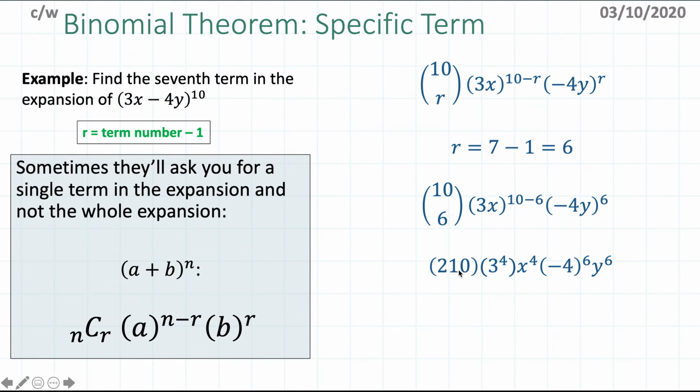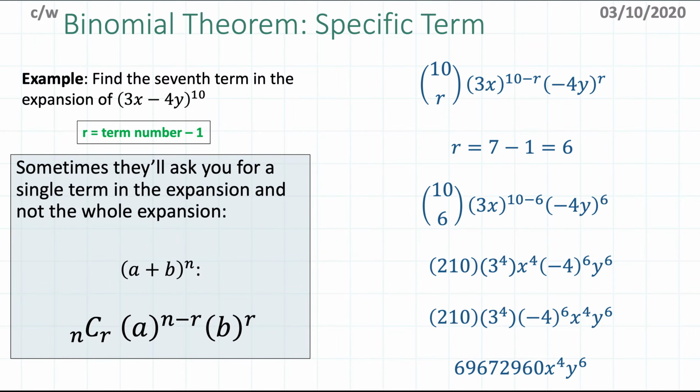Simplifying this, 10 choose 6 will give us 210. This will simplify to 3 to the power of 4 and x to the power of 4. Remember, you have to spread the power. And again, spread the power here: negative 4 to the power of 6 and y to the power of 6. I'm going to collect the coefficients together, take the numbers together and simplify again, and that's going to give me this big number. Notice how it was a much quicker process than going through the whole expansion of 10 terms.